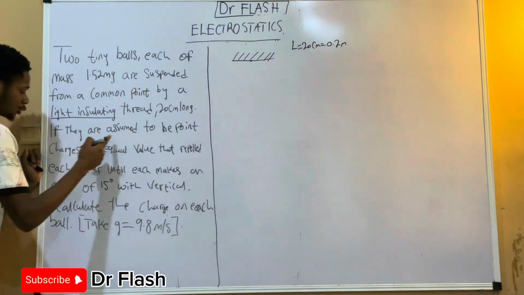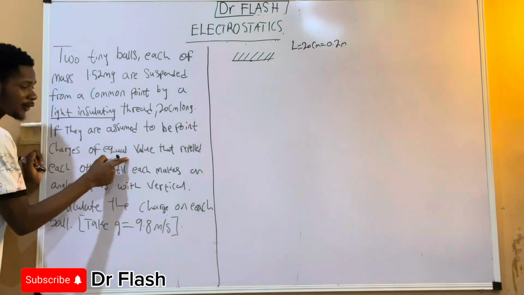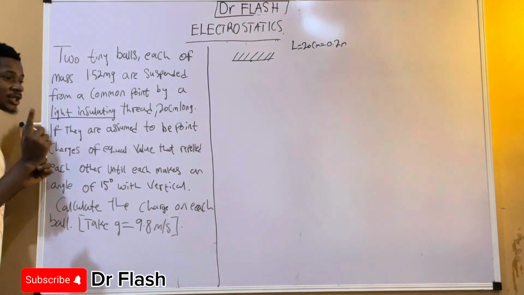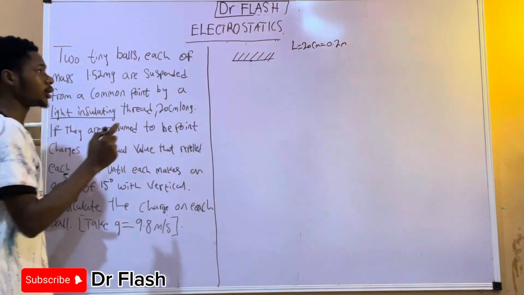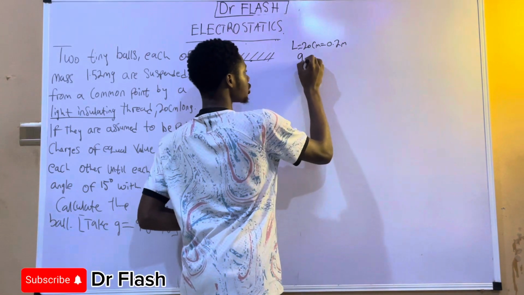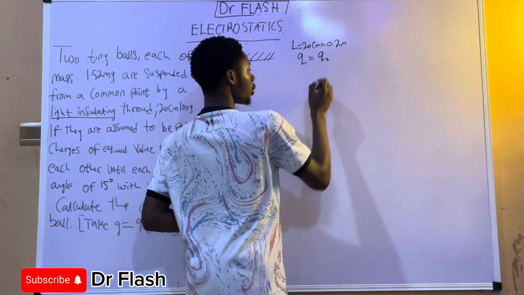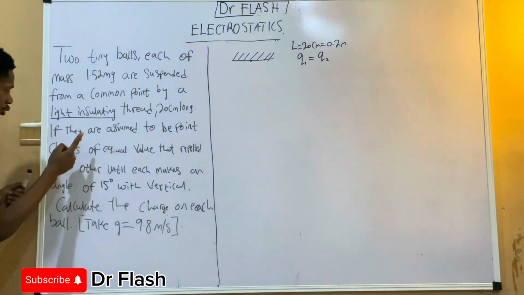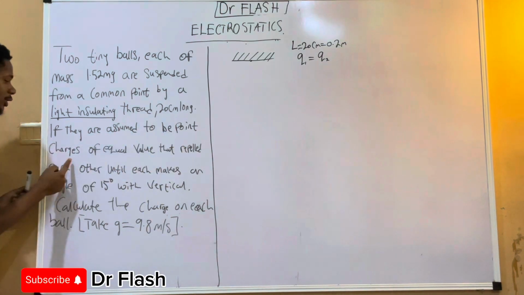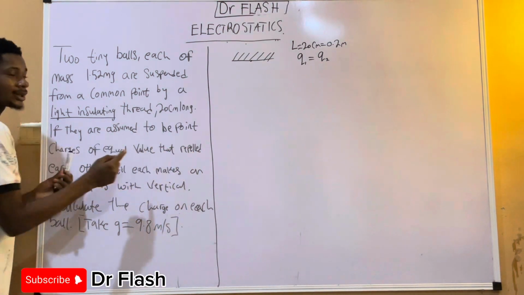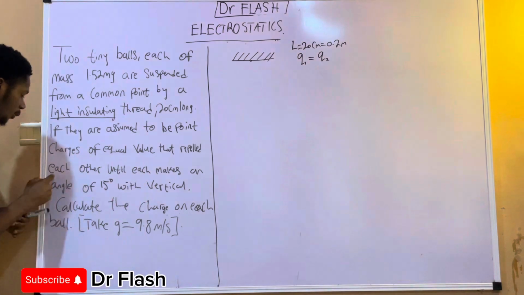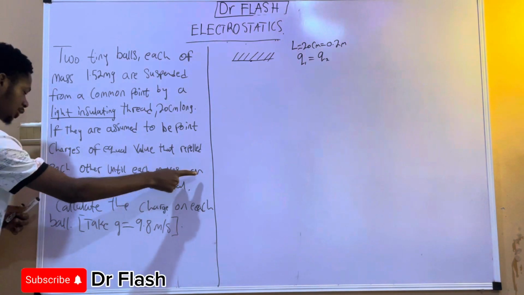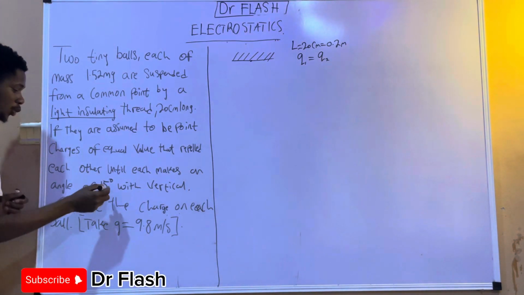Okay, and if they are assumed to be point charge of equal value, now it means that if the charge on ball 1 is Q1, it is equal to the charge on the ball 2, which is Q2. Okay, the question also says, if they are assumed to be point charges of equal value that repelled, that is, they moved away from each other, until each makes an angle of 15 degrees with the vertical.